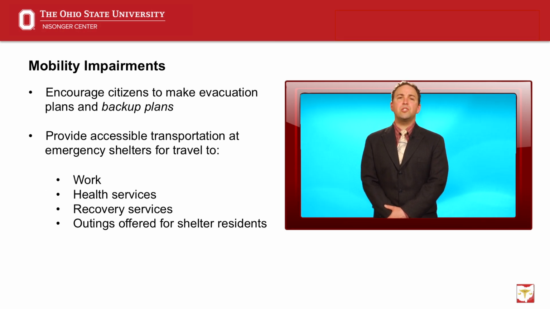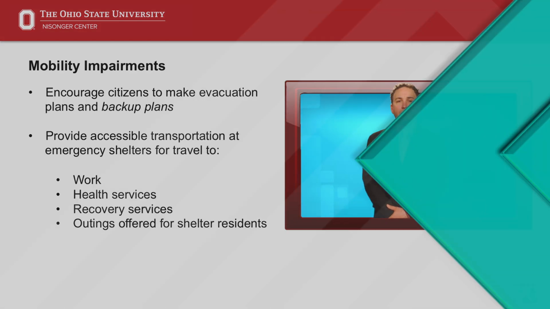Emergency planners should also encourage citizens with disabilities to make their own plan and backup plans for emergency evacuations. Generally, people who have the lowest levels of mobility should have the greatest number of backup plans. Once people with disabilities have been evacuated and placed in emergency shelters, they should also be provided with accessible transportation to travel to and from work, health services, recovery services, or outings offered for sheltered residents.